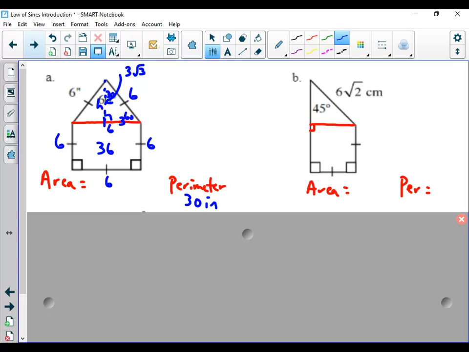So if I did the base, which was 6, times now the height, which is 3 square roots of 3, divide that by 2, I find out it's about 15.6. So when I put that together with the 36, you should have had somewhere around 51.6 in that range. All right. What about part B?